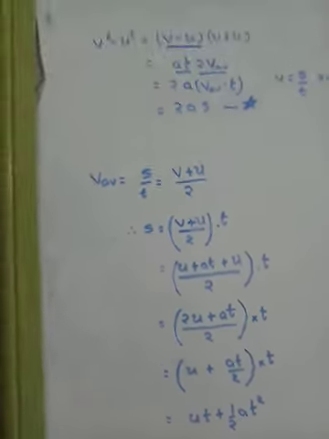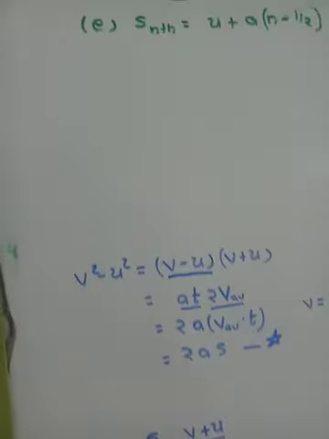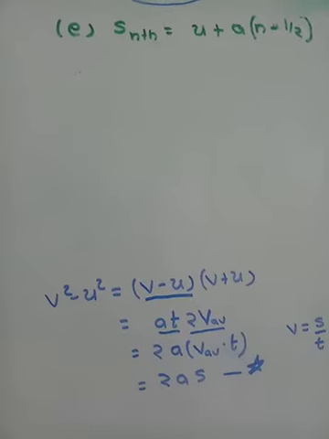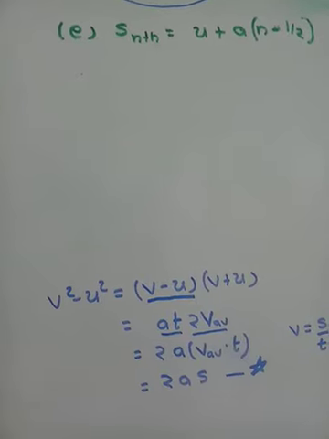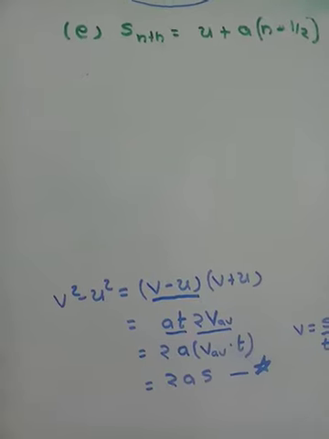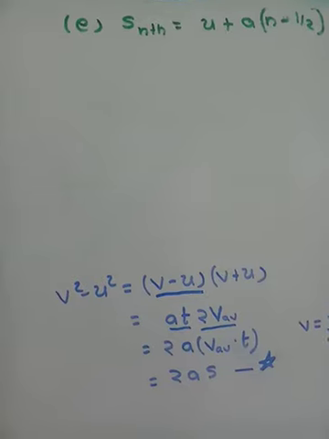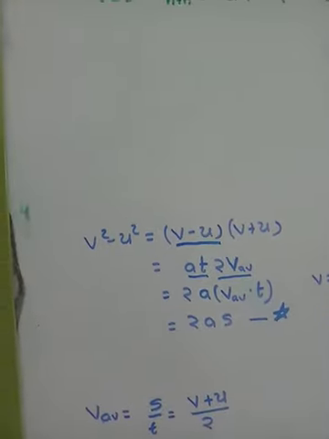Now coming to the mysterious equation. What is the mysterious equation? This one, equation E: Sn is equal to u plus a into n minus half. What is this equation all about?